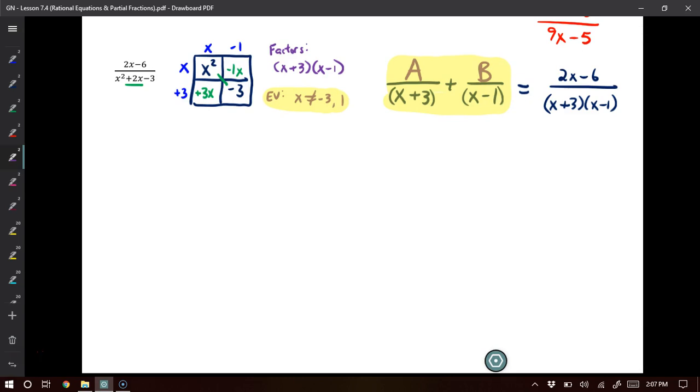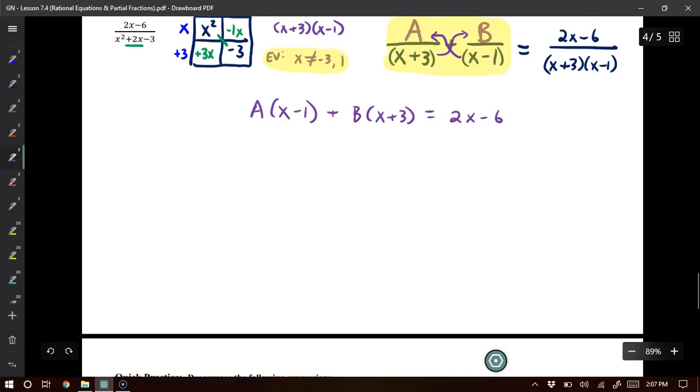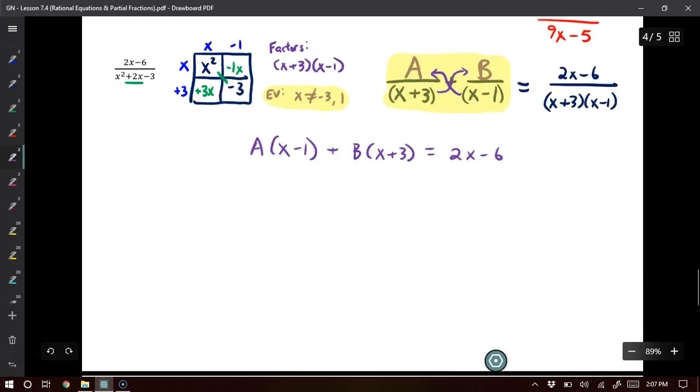I said I'm going to use the shortcut in this way. This fraction, A over x + 3, is missing the x - 1. And so what I'm going to do is think about it like cross multiplying. I'm going to take A times that x - 1. I'm going to take B times the x + 3. And that's going to give me my 2x - 6. I skipped this entire step completely compared to the previous problem. So this is the first key to solving.